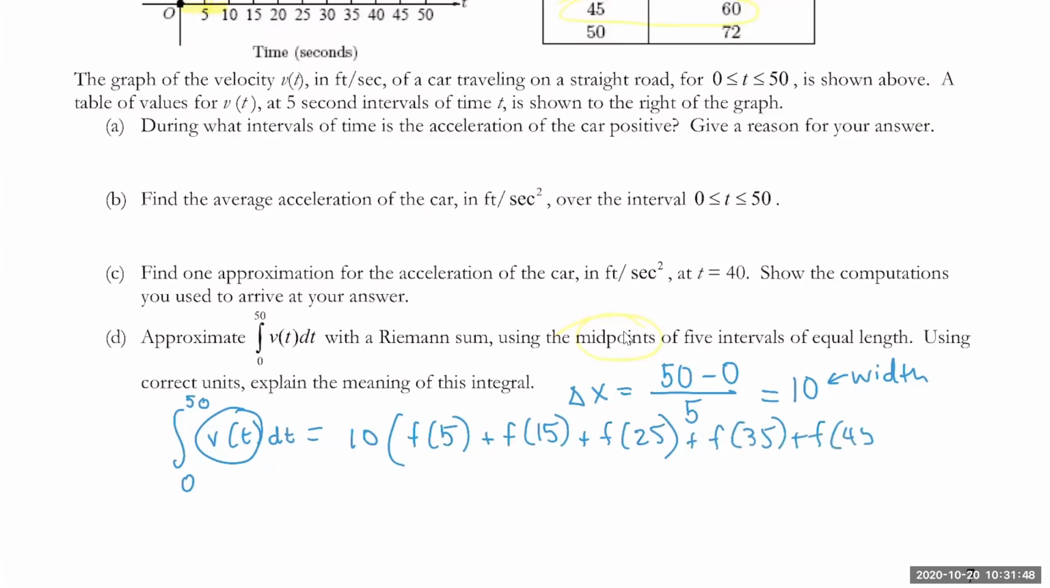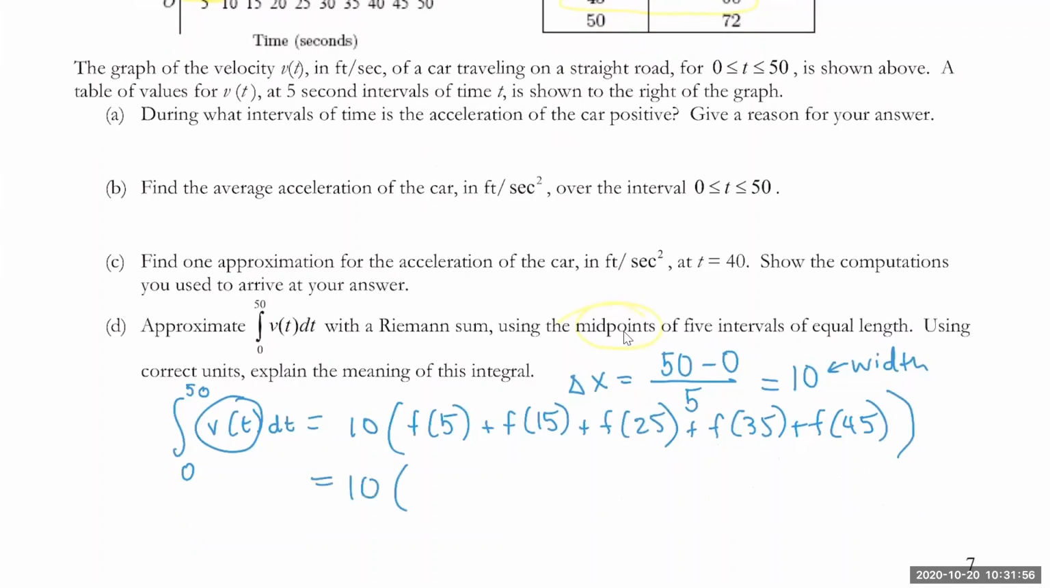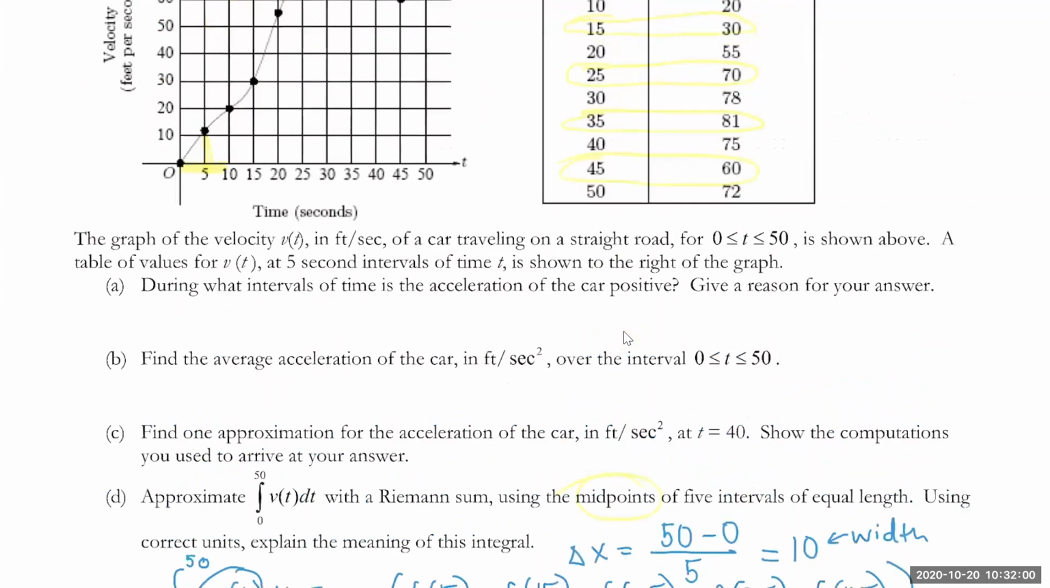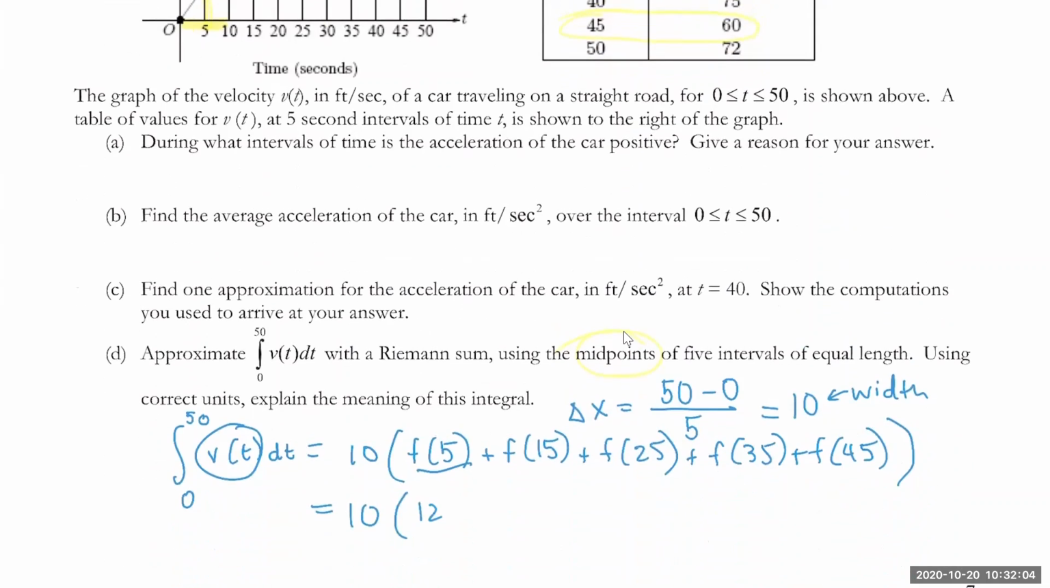And I should end up with a total of 5 y values, which I do. And then from there, go ahead and take that step of now, well, what is f of 5? Go back to my table of values, and f of 5 is 12. So then it's 12 plus 30.